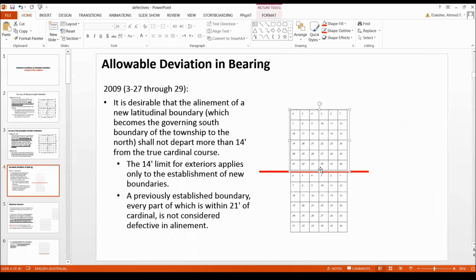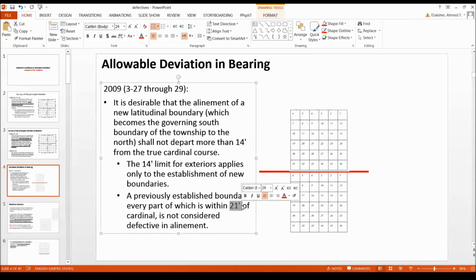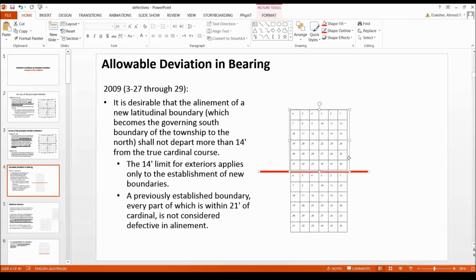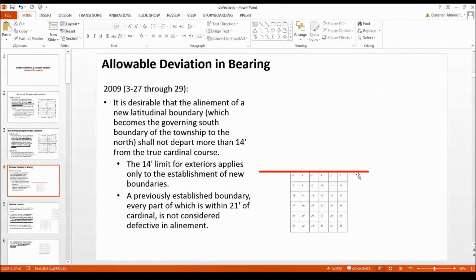So when such case happens, should I resurvey this line? Not really. If you have this line within 21 minutes, so here it's a little bit more lenient, it gives you more room. If it's within the 21, that's not considered defective. If it's more than 21, it is considered defective, and we'll see what we can do with such cases. But again, if you are making a new township, this line has to be within 14.